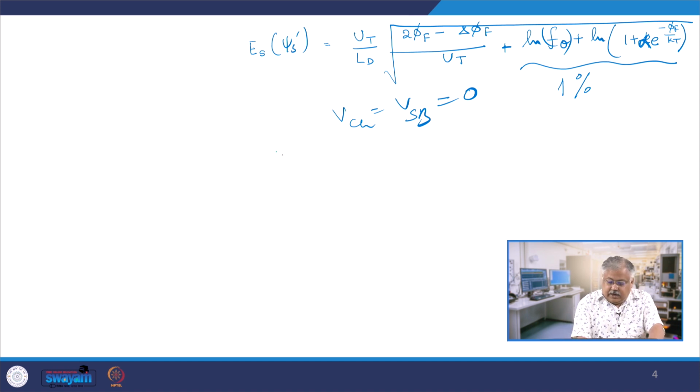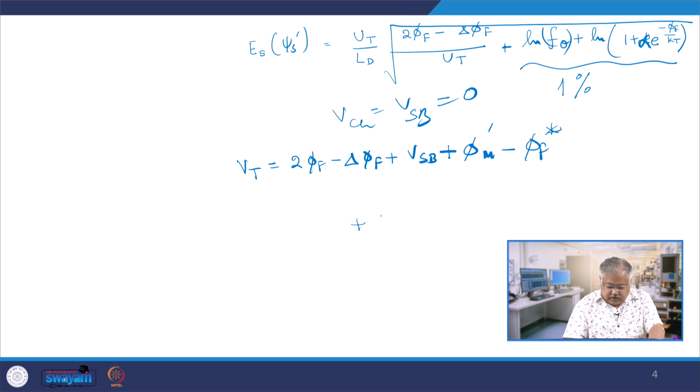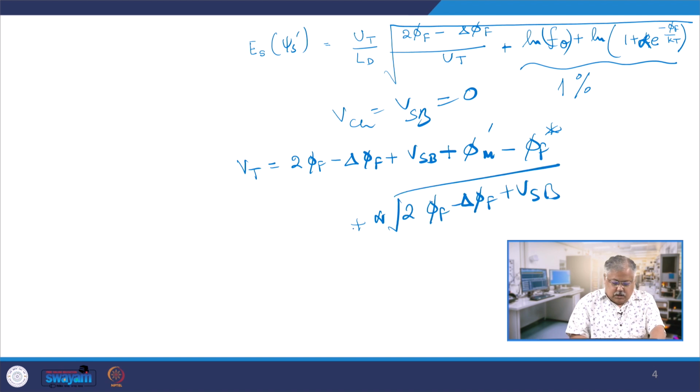And finally, what you get from all this discussion is that the threshold voltage equals 2 phi f minus del phi f plus VSB plus phi m star minus phi f star plus some function alpha multiplied by 2 phi f VSB. This gives you the intermediate final value of the threshold voltage at low temperature, right. That gives you typically a good value of threshold voltage.